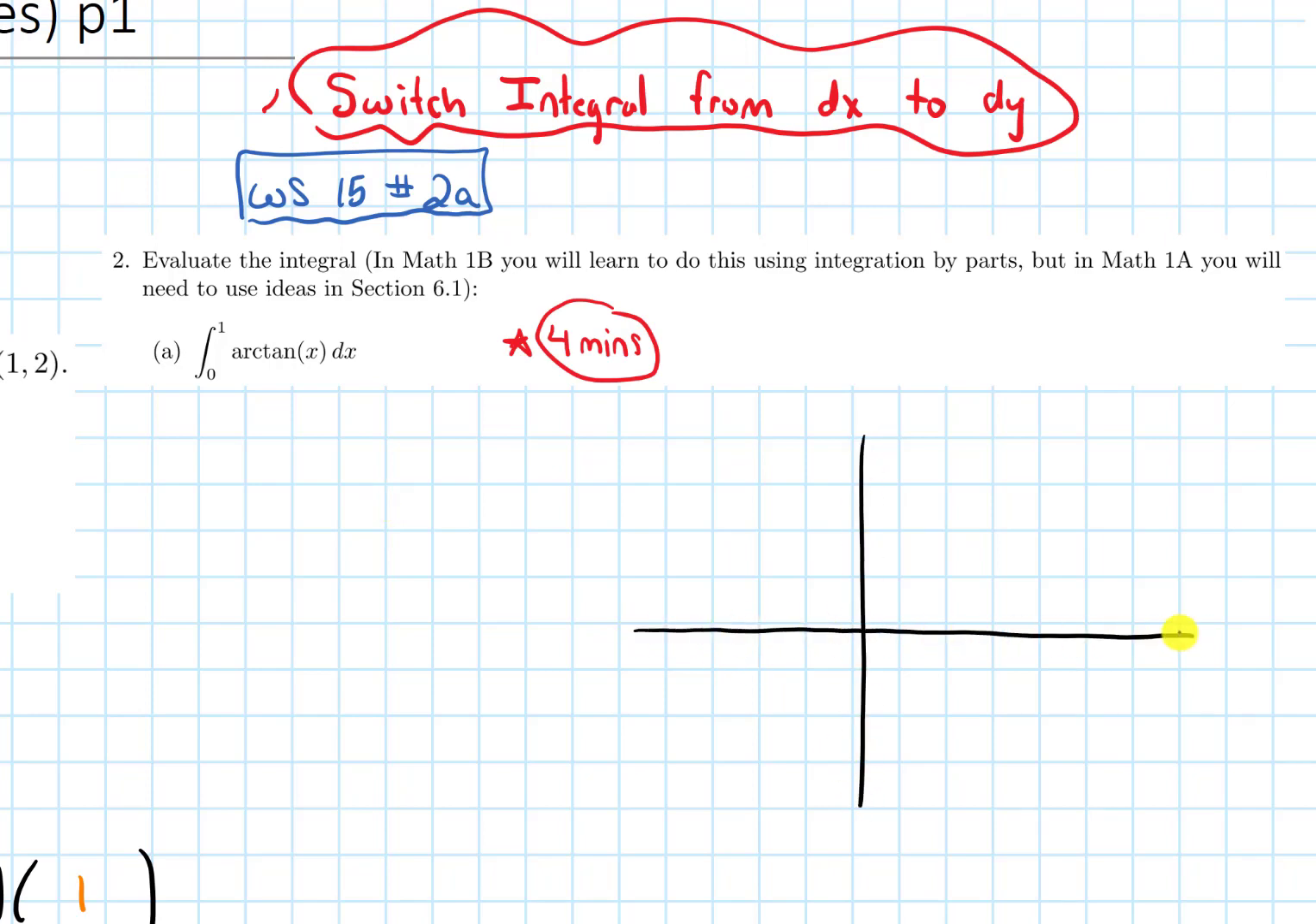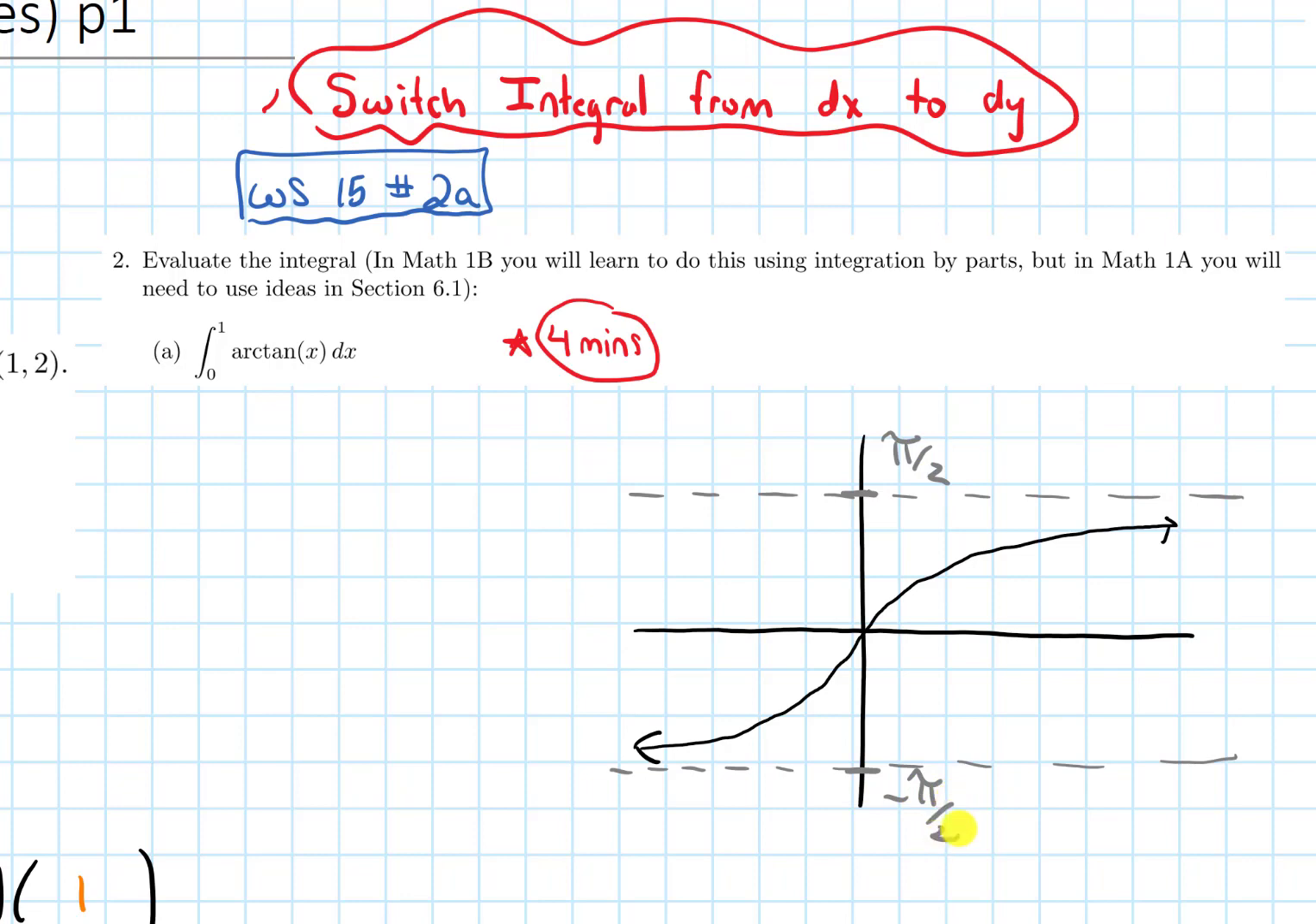Remember, the graph of arctan looks something like this, and it has two horizontal asymptotes. There's one up here at positive pi over 2, and one down here at negative pi over 2. This is y equals arctan of x. So this integral represents the area under this curve over the interval from 0 to 1. Here's 0, 1 is going to be somewhere here. So we are talking about this region over here.